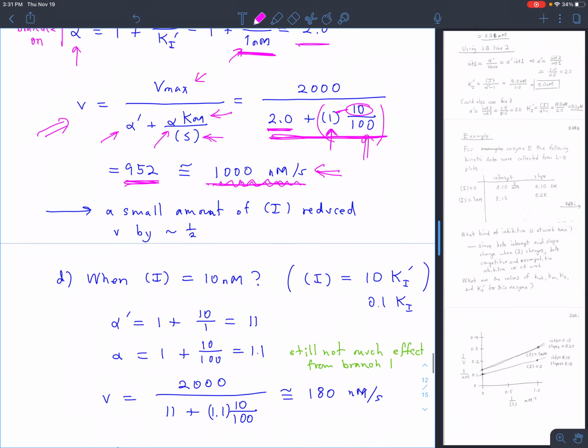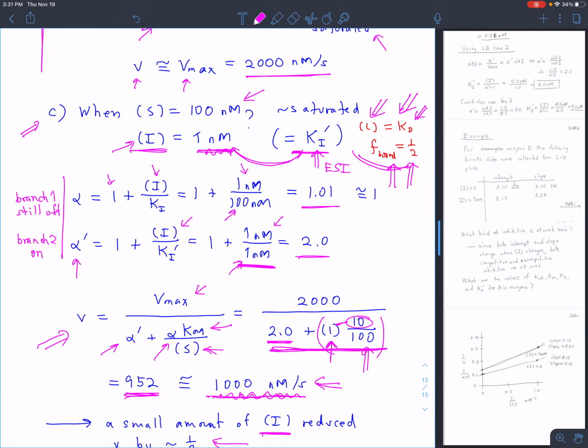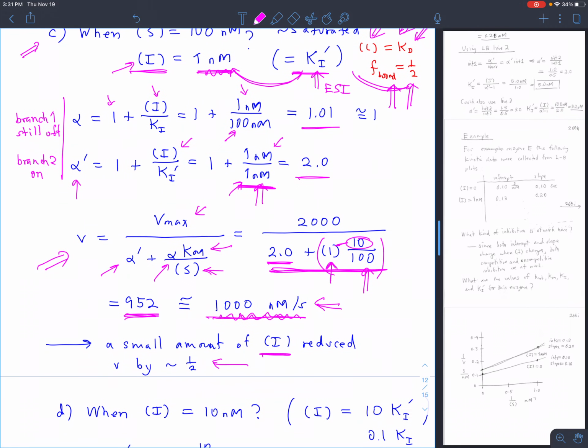So 1 nanomolar worth of inhibitor, in this case, was good enough to reduce the velocity of the enzyme by a factor of 2 because the Kd value for type 2, in this case for branch 2, is really pretty low. It's the low Kd value for branch 2 that's causing branch 2 to turn on so strongly with relatively small amounts of the inhibitor.